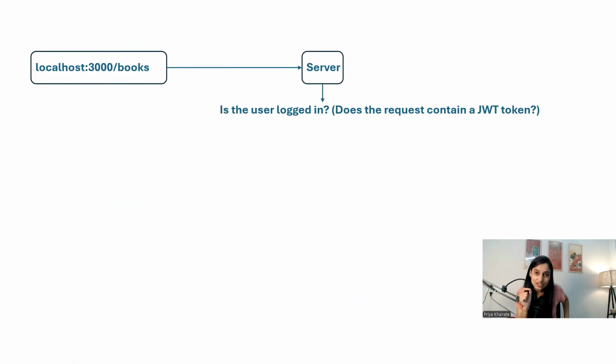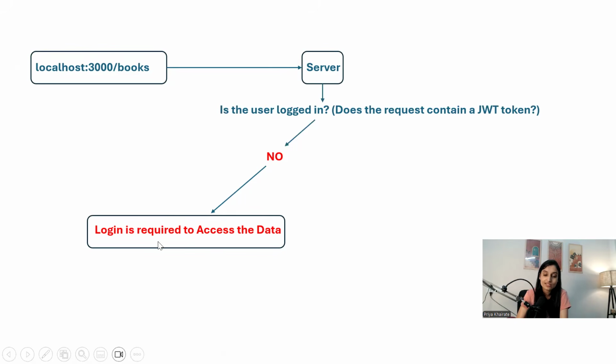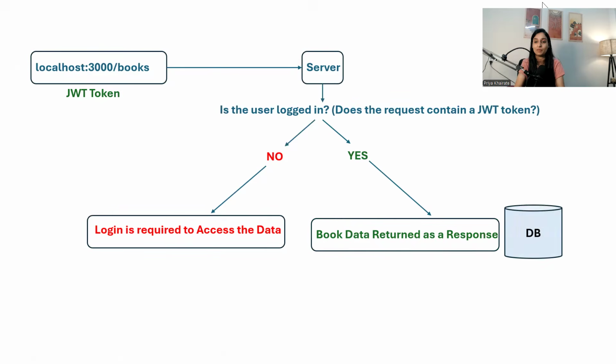Does the request contain a JWT token? If the user is sending the JWT token along with the request, then only we should allow the user to access the data. If the user does not have the token along with the request, then login is required to access the data. This message we will send to the user. So anyone cannot access my books API. They must log in to access my data. And when they log in, then only they will get this token. And later they will use this token to access the data. So this time, along with the request, if you send the JWT token, yes, the book data will be returned as a response from this database.